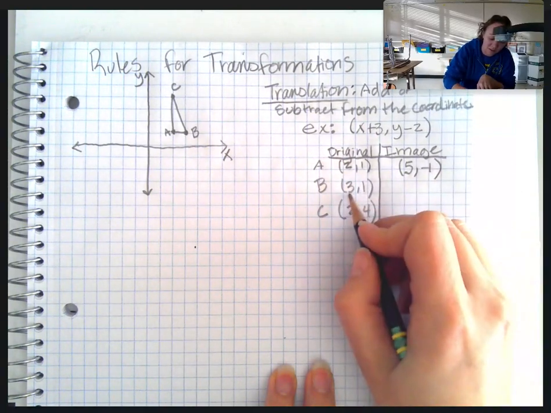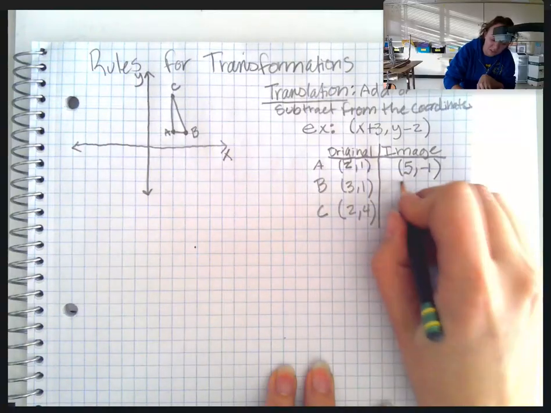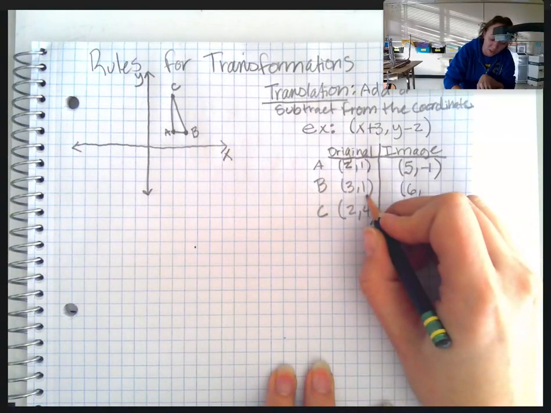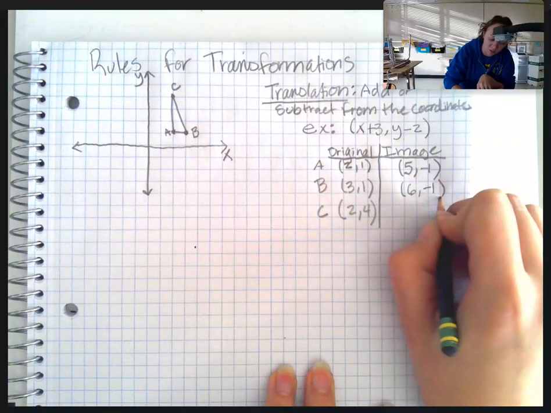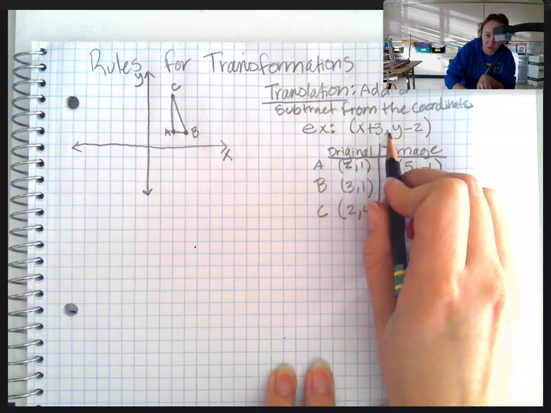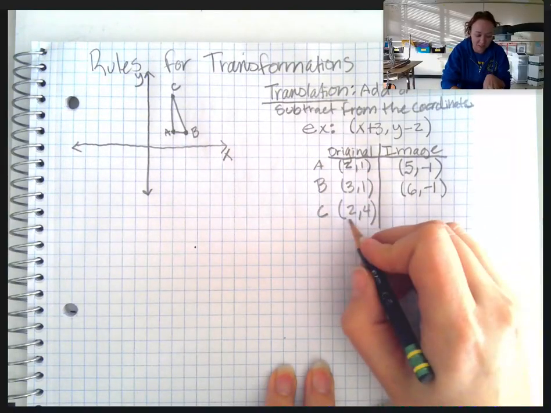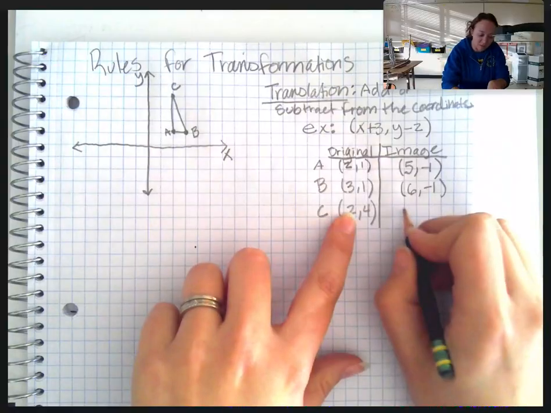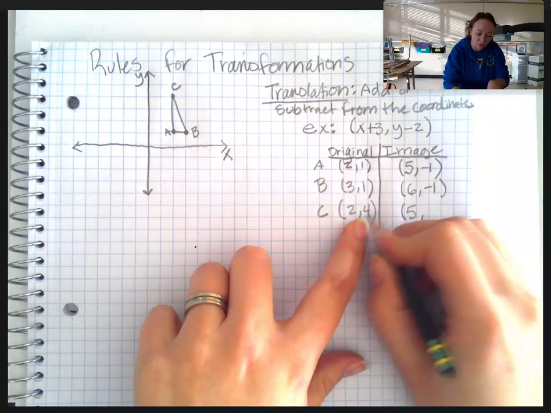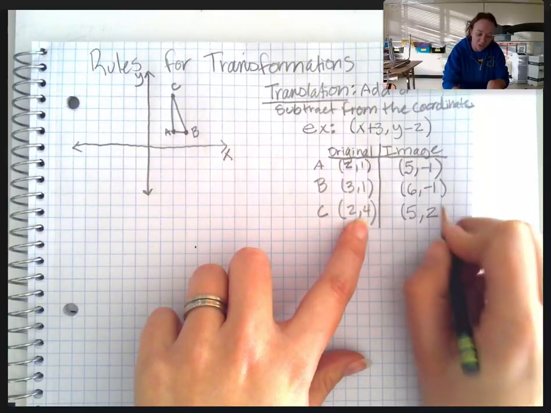I'm going to do the same thing for B. 3 plus 3 is 6. 1 minus 2 is negative 1. Right? I'm just applying this rule to each of the points one at a time. And then finally, C, 2 plus 3 is 5. 4 minus 2 is 2.